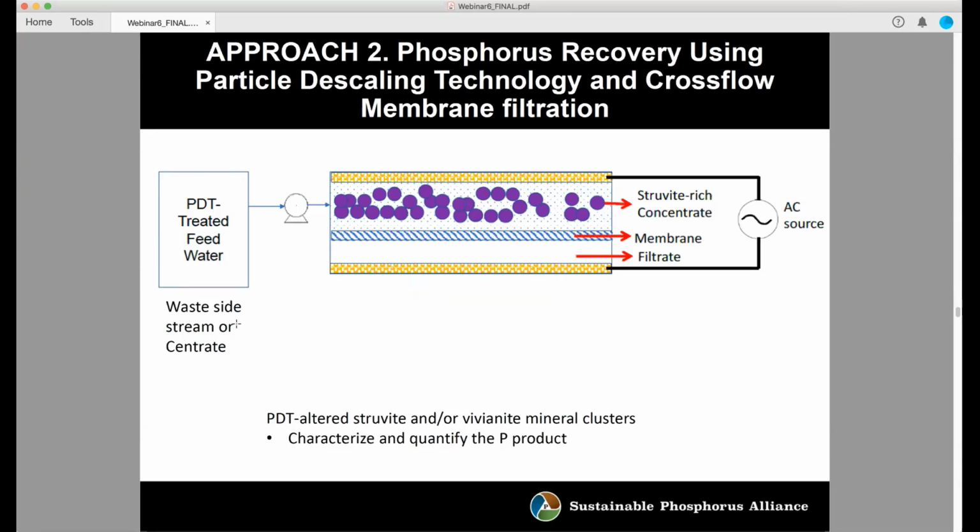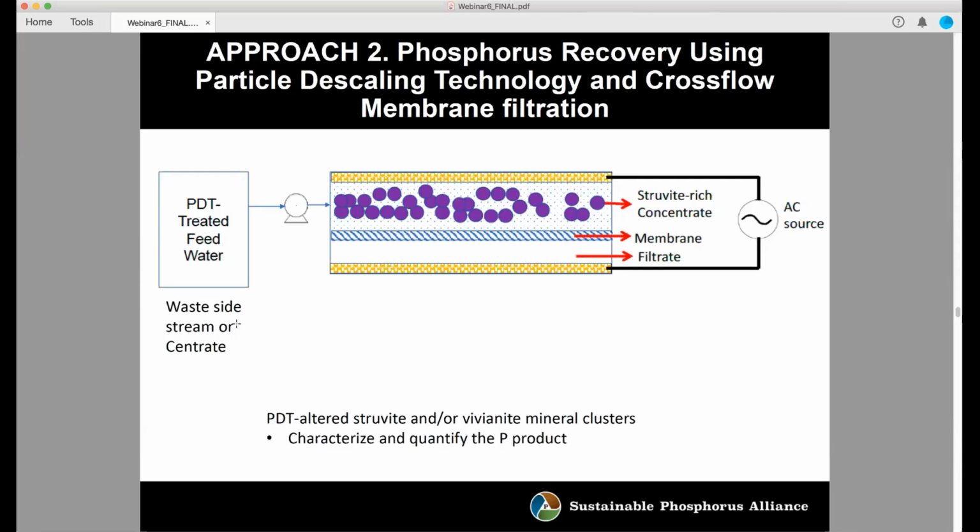There are three benefits associated with this method. One is we can keep the phosphorus product in suspension while filtering the water from the waste stream. So the concentrate or the retentate that comes out of this membrane system will be a highly concentrated P product, struvite or vivianite. And the filtered water will be low in phosphorus, with nearly most of the phosphorus removed, which is captured in the particulate form in the concentrate.